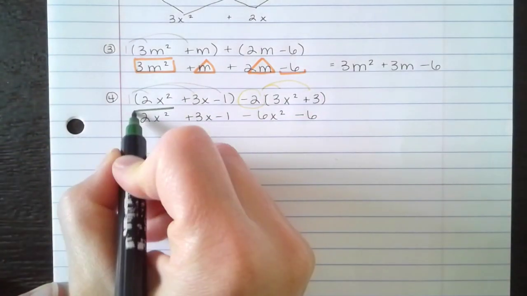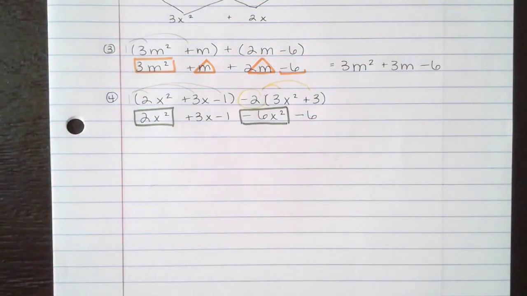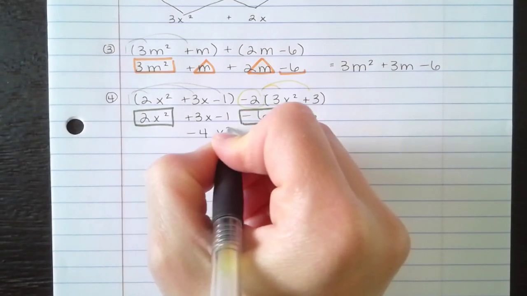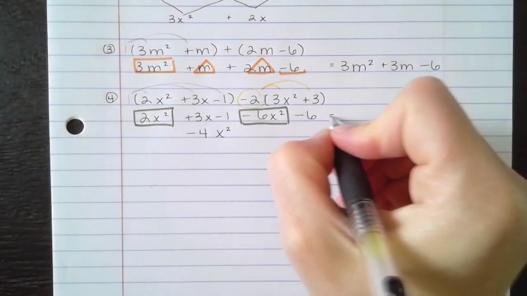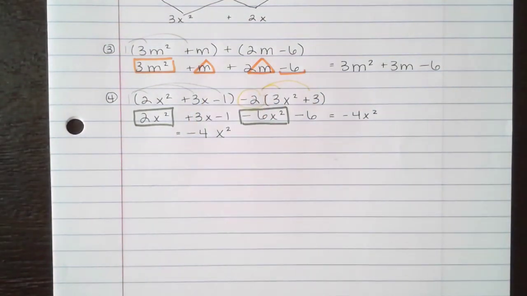So I have 2x squareds and -6x squareds. I could think of it as 2 minus 6, or I could think of it as 2 and a -6, and either way, I'll get a -4x squared. Or I could also write it over here. I'll write it in both places. Okay, are there any x's? Yes, there are. I have, oh, you know what? I just have a 3x. So that's it.